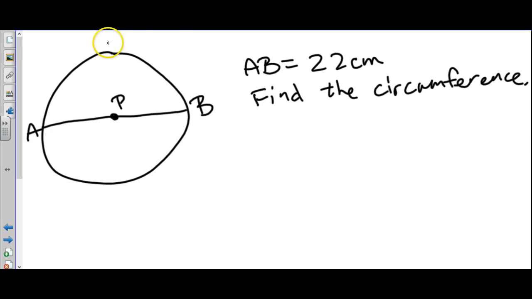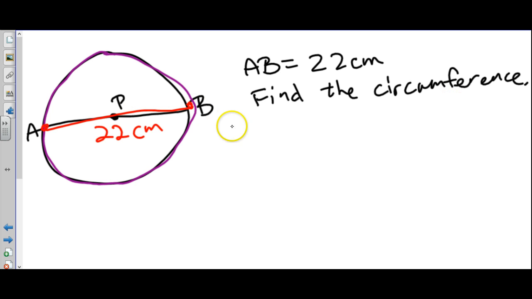So next they talked about the circumference of a circle. The circumference is the outside length of the circle. If you were to walk around the outside of the circle and measure how long that took, that would be your circumference. They also told us that AB was 22 centimeters. So from A to B is 22 centimeters. And A to B, you'll notice, is a diameter on this circle. It goes all the way across.